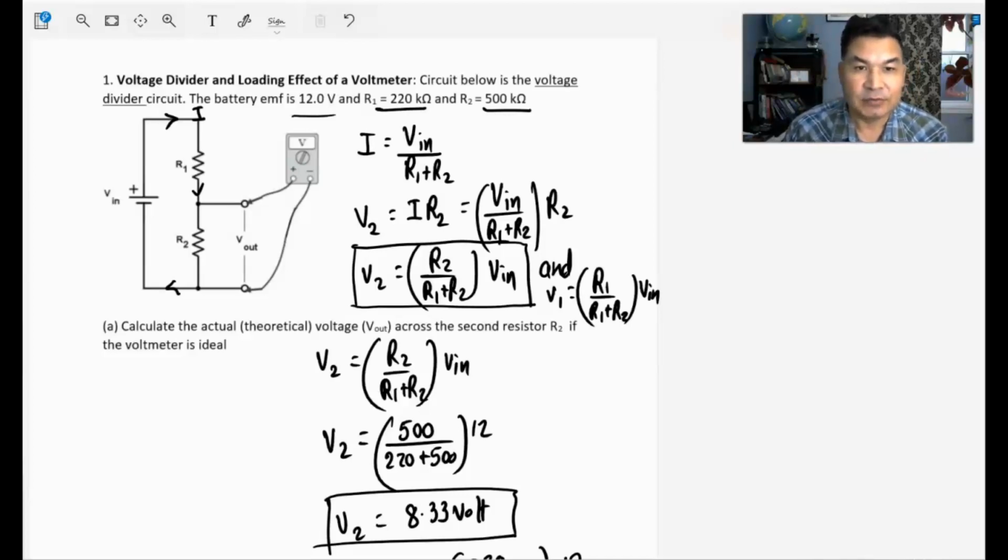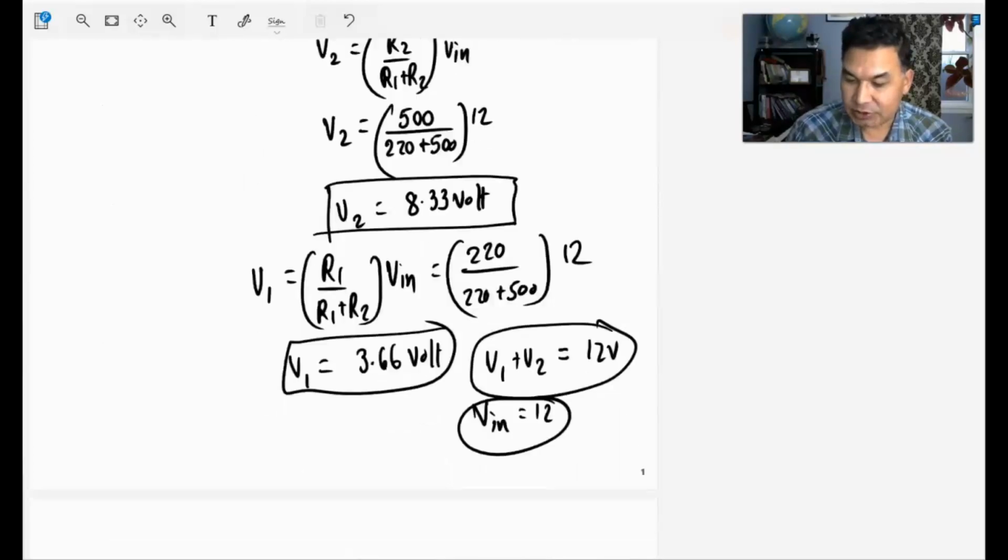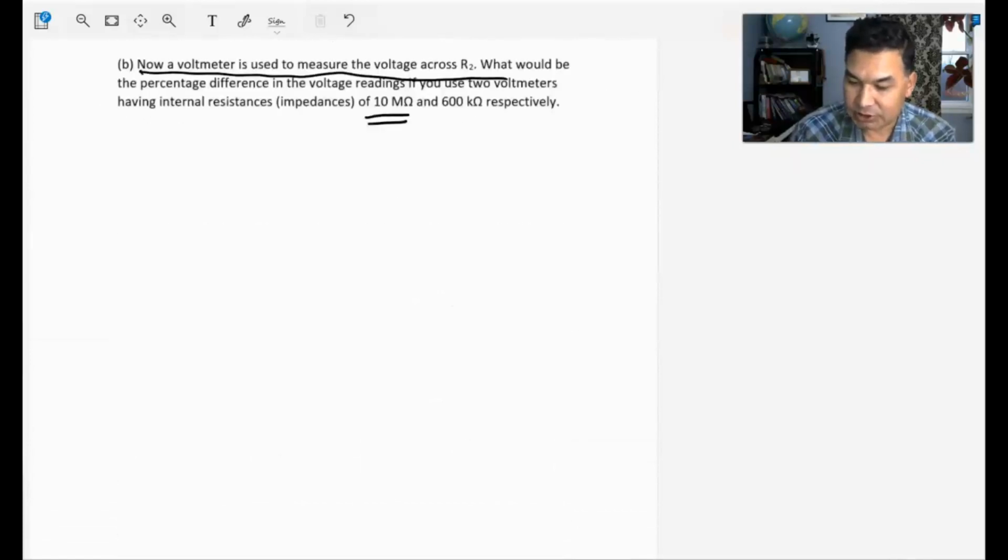So now the voltmeter resistance and R2 will be in parallel, and that will decrease the effective resistance here, and that will decrease the total resistance, that will decrease the total current, and everything will change. So let me redraw the circuit again.